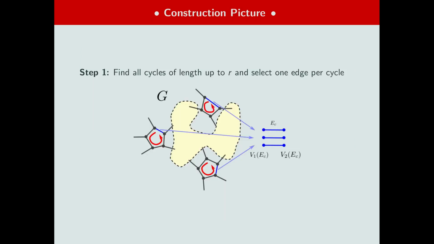First of all, we'll break up all small cycles by listing them and then selecting one edge per cycle. Let's call E sub c this list of edges. And we further partition the endpoints of these edges into two sets, V1 of E sub c and V2 of E sub c.